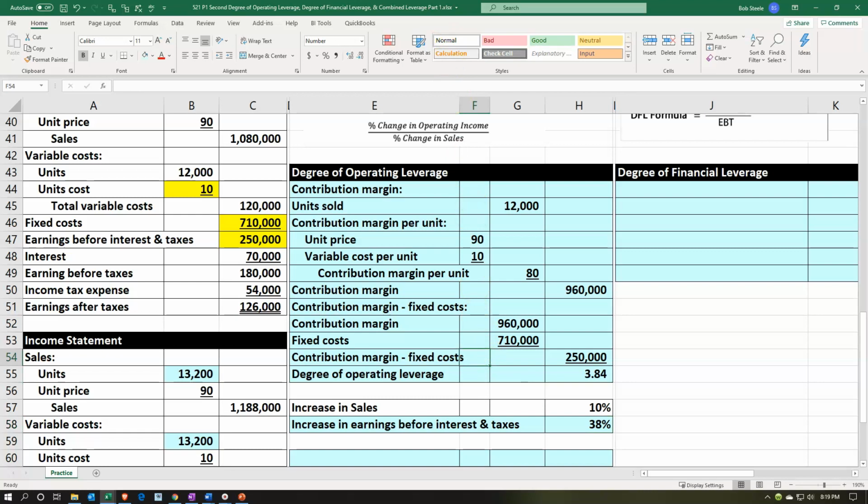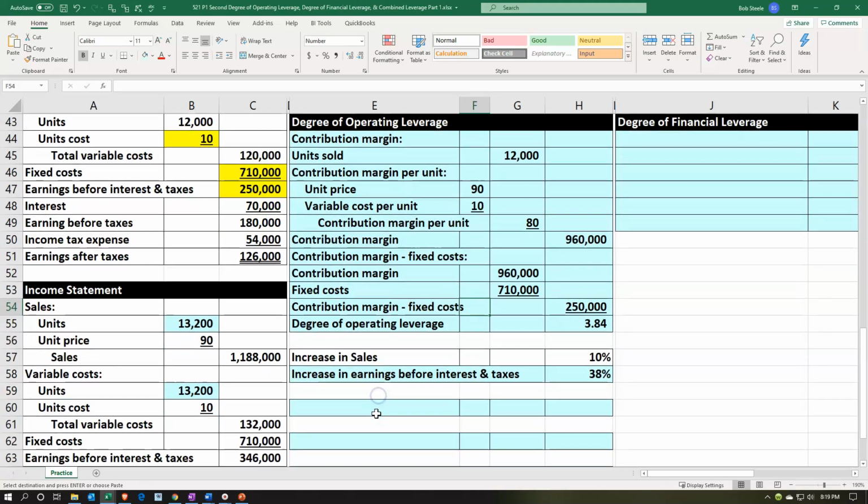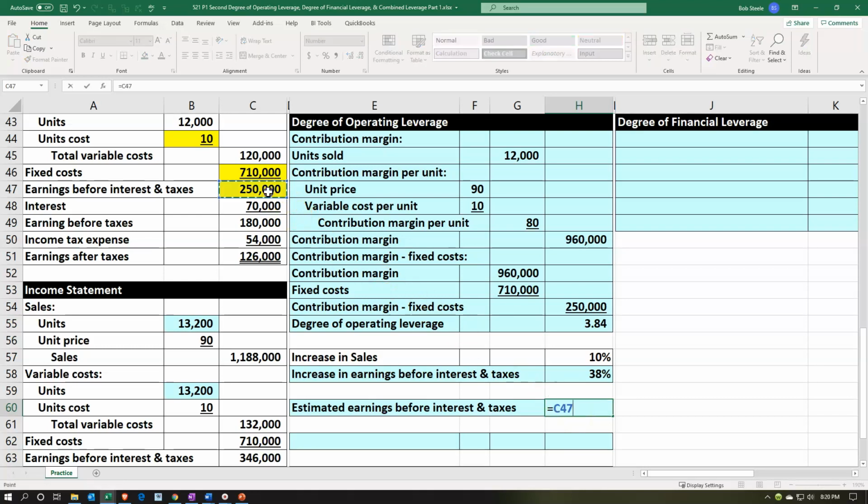We can then prove that, or we can estimate what the earnings will be based on that information. So let's go ahead and estimate this. This is the earnings before interest and taxes. We're going to increase that by 38%, meaning we're going to multiply it times 1.38. So I'm going to say this is going to be the 250,000 times 1 plus the 38%, or 1.38, and that'll give us the 346.